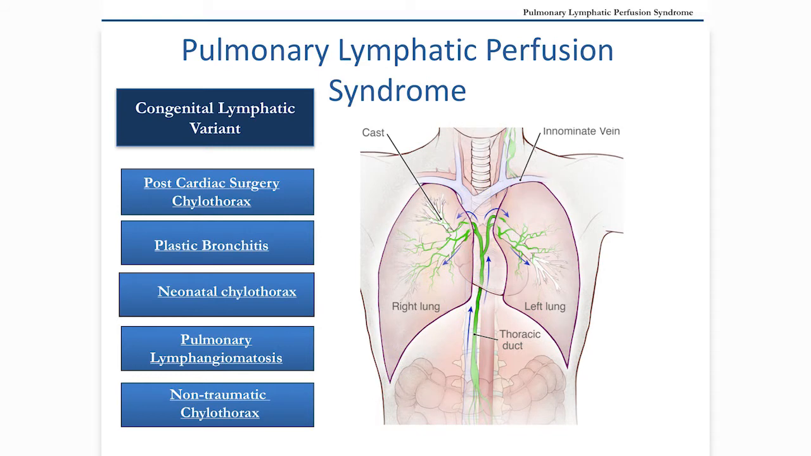Here you can see the thoracic duct takes all this lymph from the lung and delivers it toward the thoracic duct, whereas in pulmonary lymphatic perfusion there's opposite flow. The lymph from the thoracic duct flows into the lung parenchyma. Sometimes this is because of absence of this part of the thoracic duct, but not often.